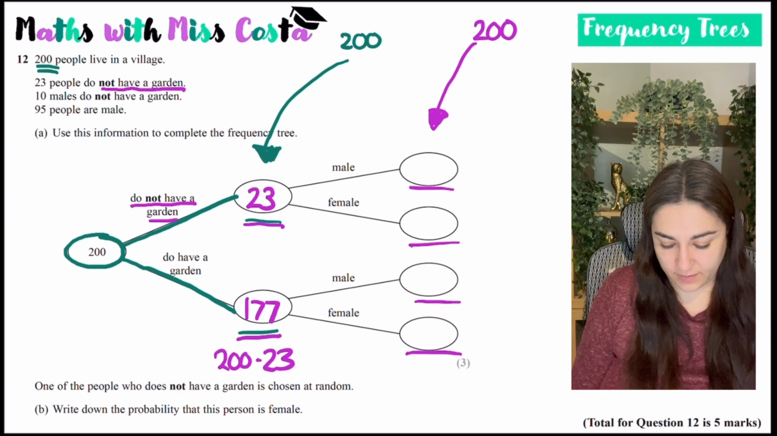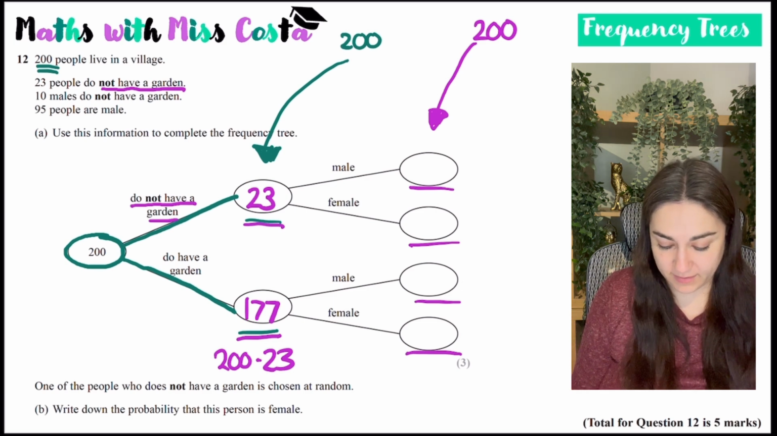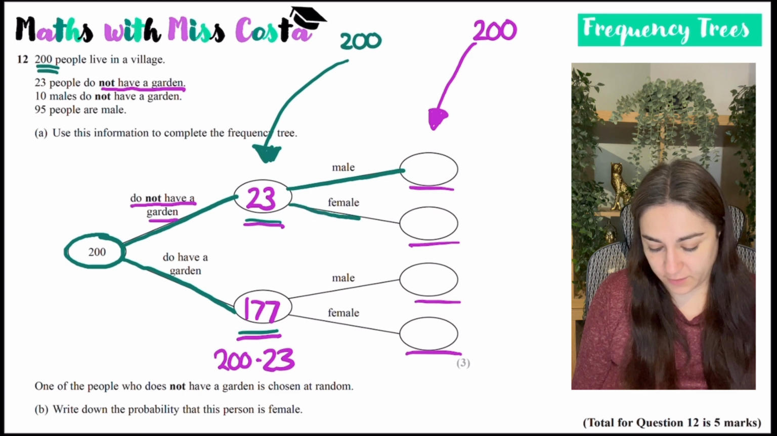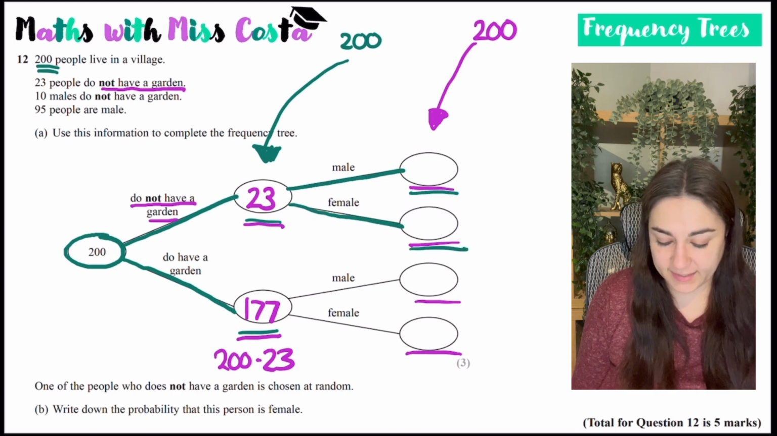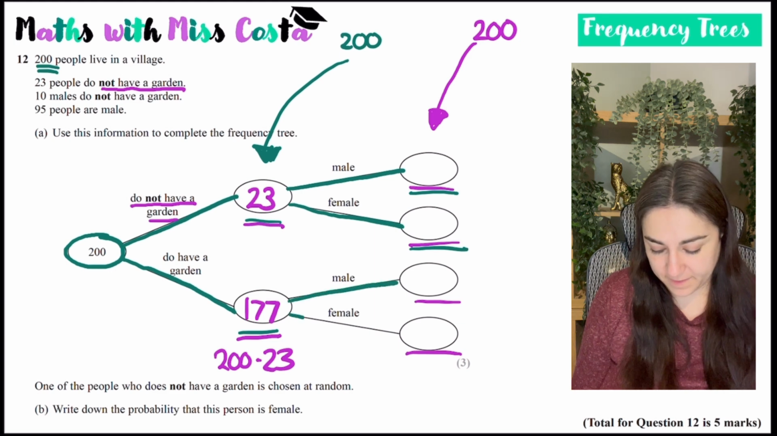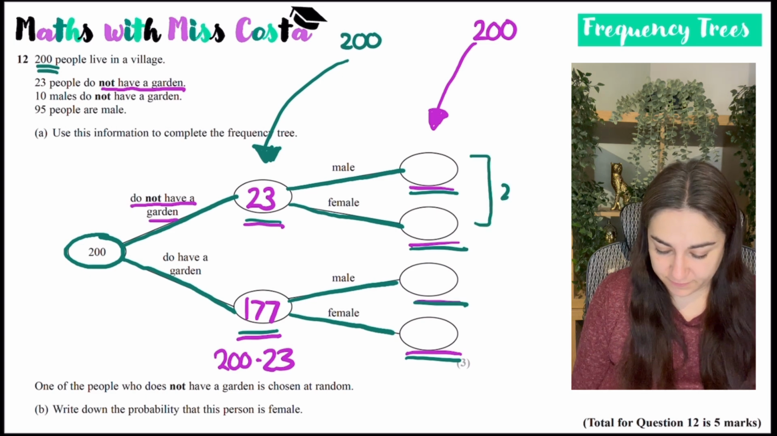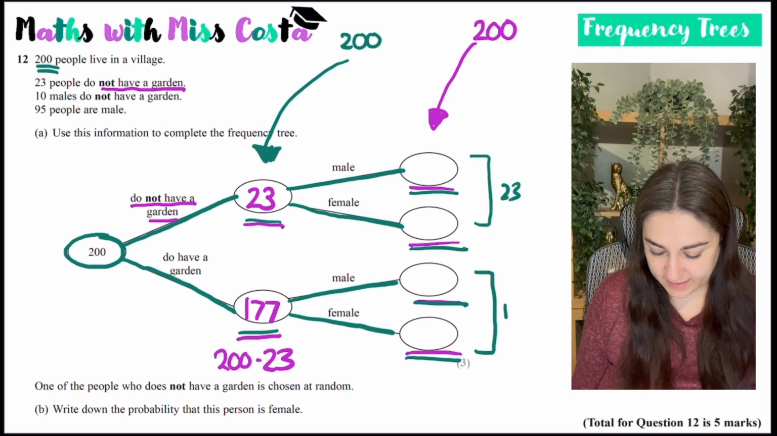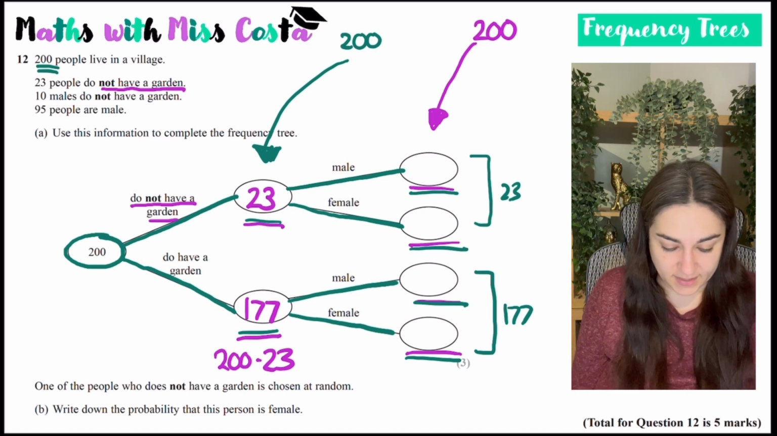So these two branches came from 200, therefore they must add up to 200. Then I've got these two branches over here, and because they've come from 23, these two things need to add up to 23, and then these two over here are going to need to add up to 177. So the total of these two is going to have to be 23, and this is going to have to be 177. So it just helps to know that.